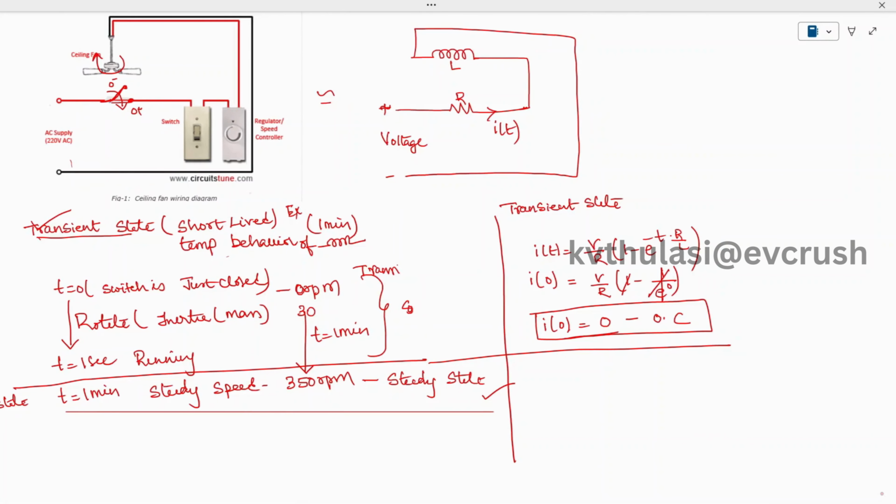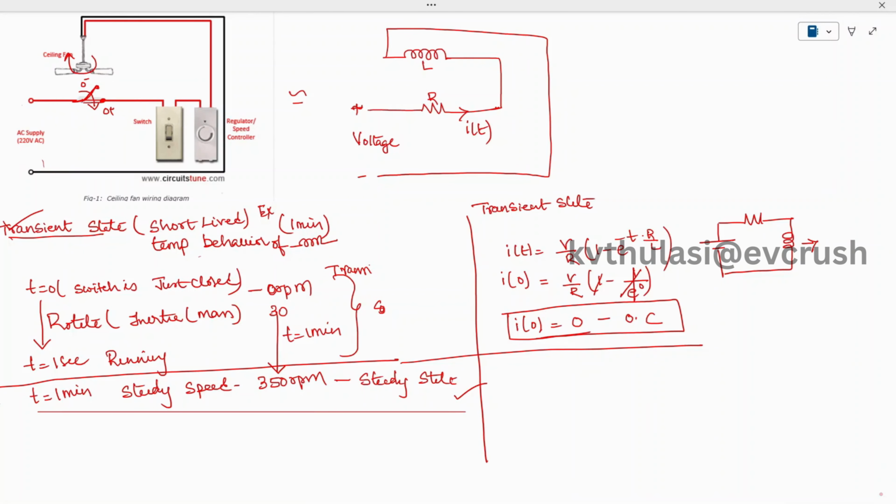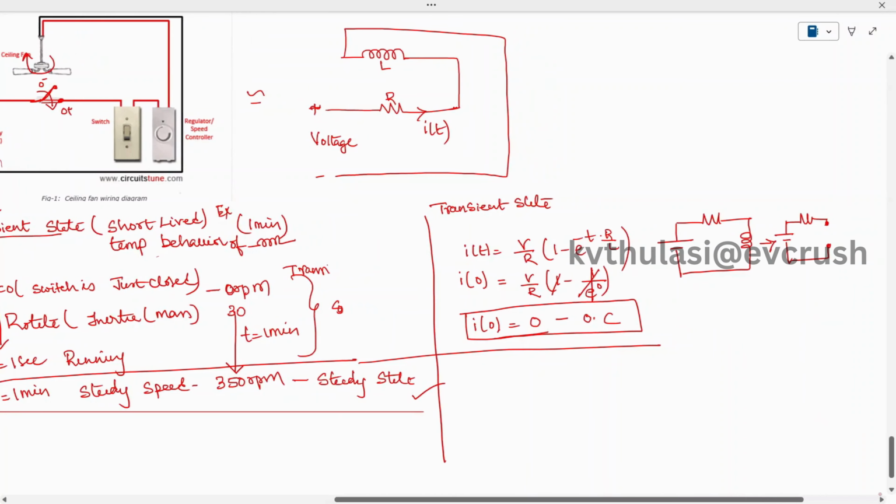Now, the same thing I'm saying: as soon as you give the voltage to an inductor, this inductor will just act as an open circuit. At the transient state it will not operate, and it will act as an open circuit. So here you can see the current is 0 and it is acting like an open circuit.